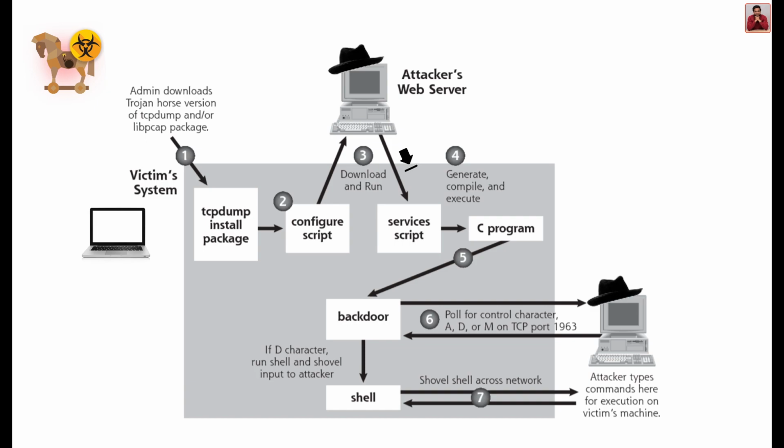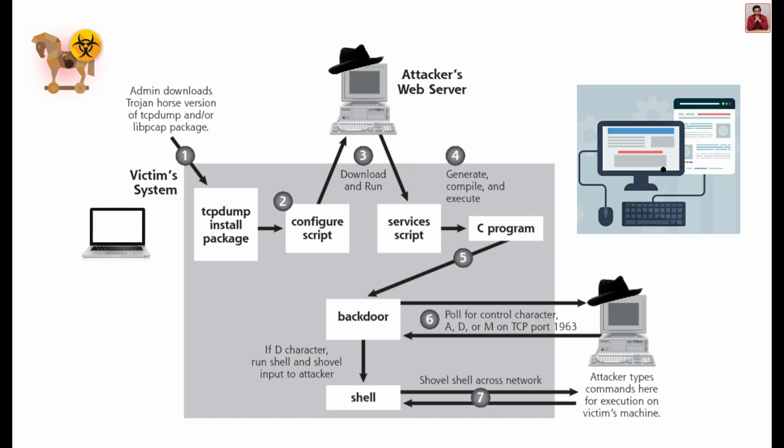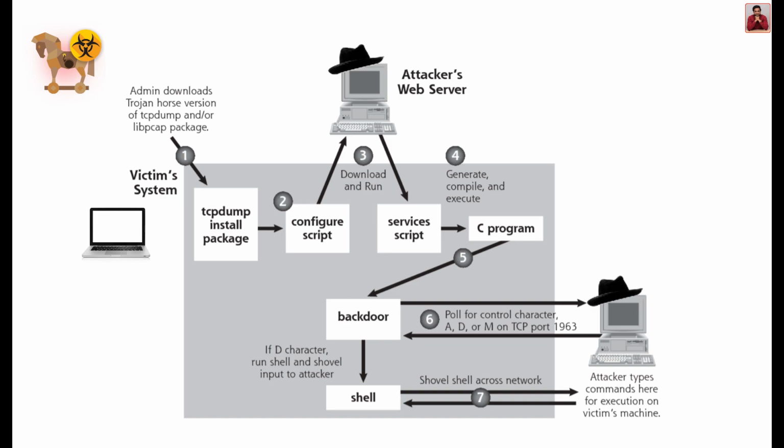Rather than bundling a set of fixed backdoor functionality into the installation package, the attacker can add new capabilities to the backdoor and load it on a website. Then, the attacker can just sit back and wait for a new set of victims to inadvertently install the updated functionality of the backdoor. After downloading the Services script, the configure script executes it.